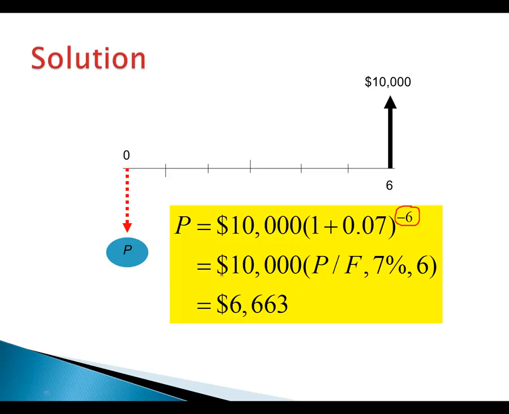Because it was in the denominator and we moved it up to the numerator. Okay, the other way is finding the factor for P given F with 7% and 6 years, and that will be multiplied by the future value, the total amount for P, or the present value that you need to deposit today is $6,663.